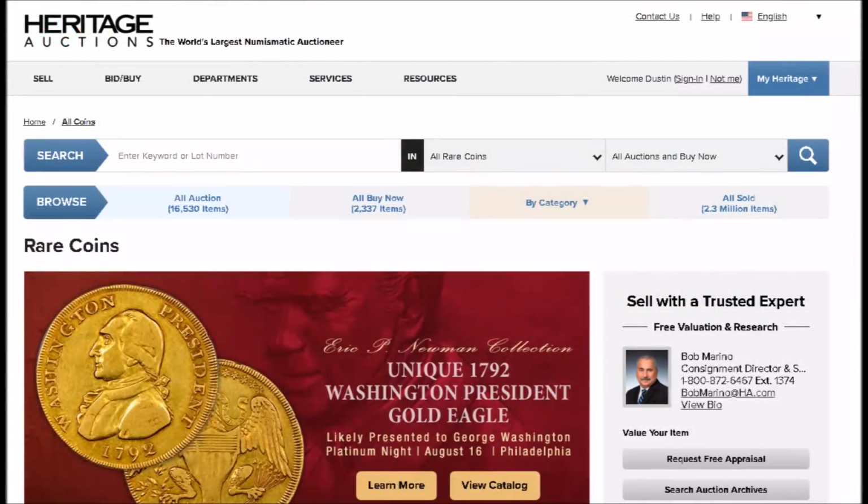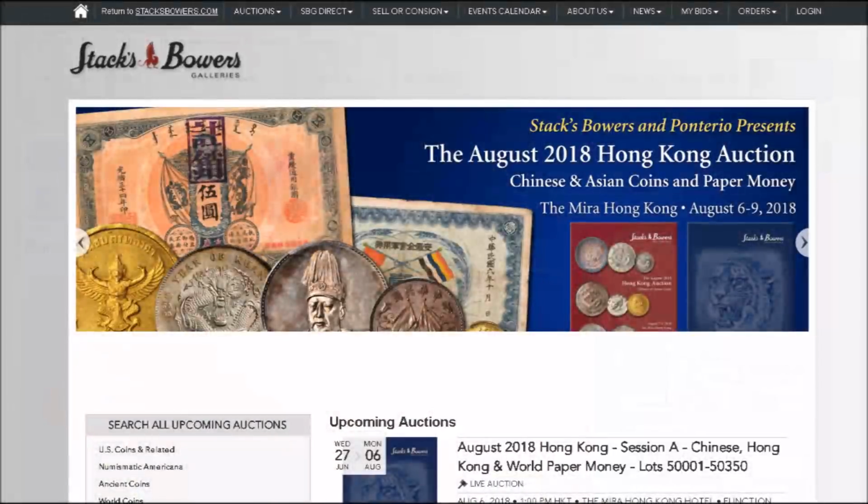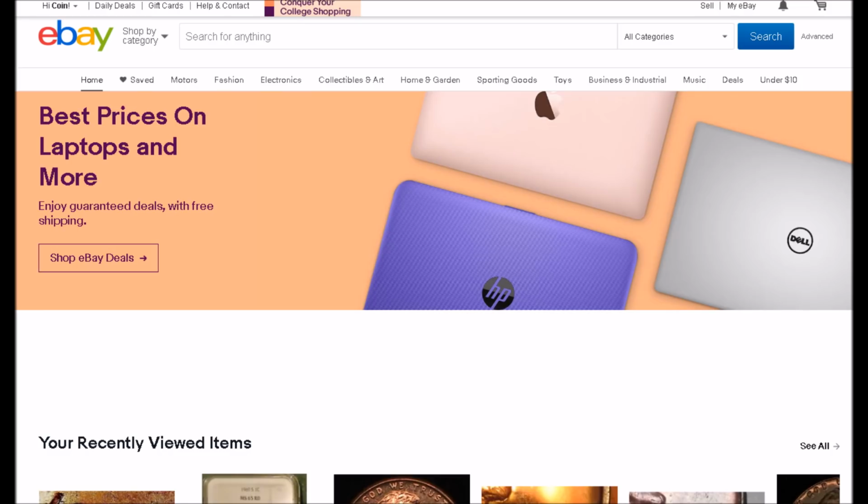Another place that I like to check out is Heritage Coin Auctions. I like to go to their auction archives and look up past records of coins that have sold. I also do that over at Stack's Bowers Gallery. I also go through their auction archives. So those are some places to determine value. If you cannot find it in a price guide, I simply go to the auction houses and just pull up past results to see what they have sold for in the past, and that's how I come to determine value.